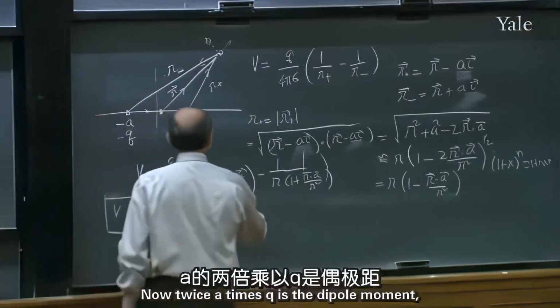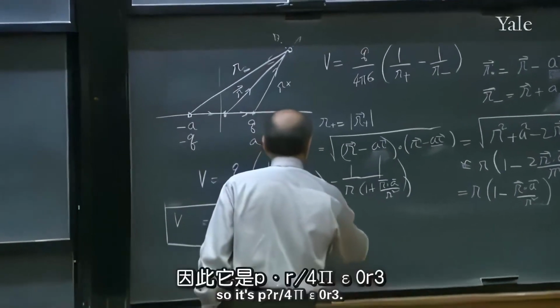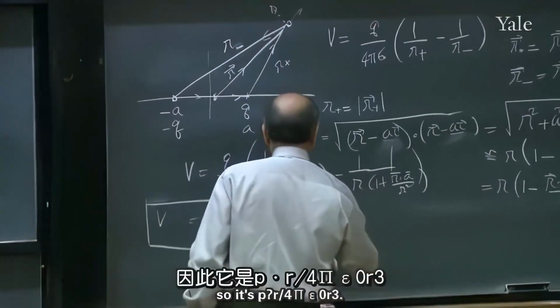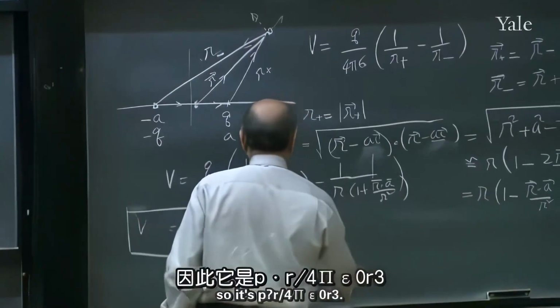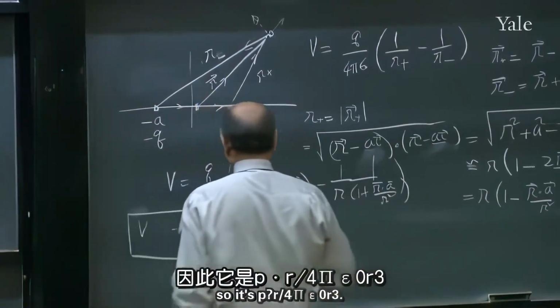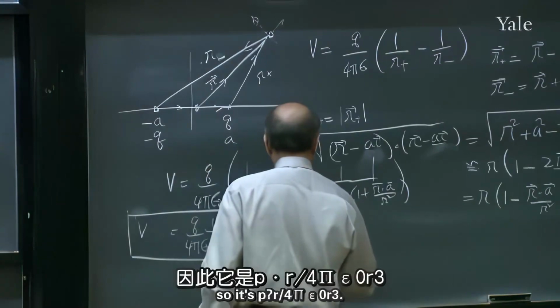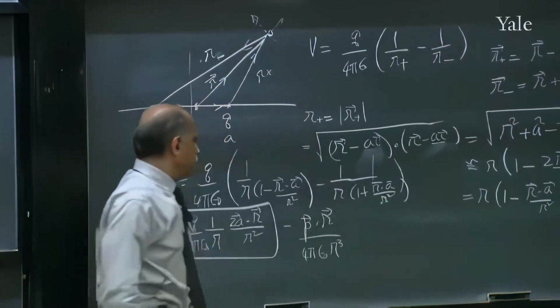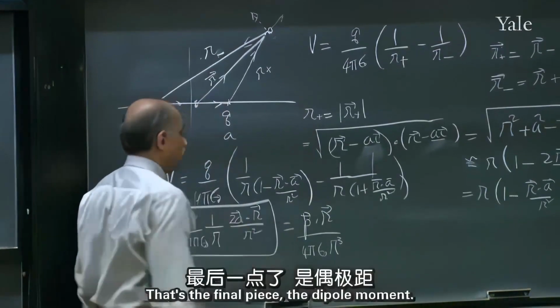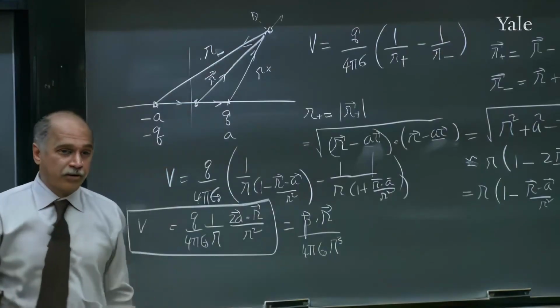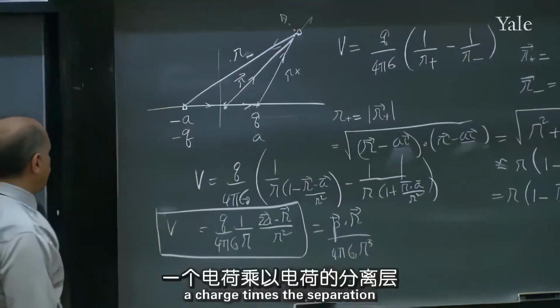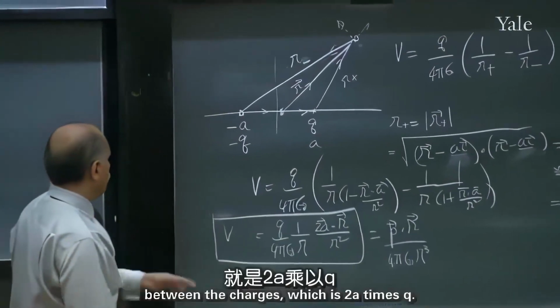Now twice A times Q is the dipole moment, so it's P dot R divided by 4 pi epsilon 0 R cubed. That's the final. P is the dipole moment. Dipole moment is the charge times the separation between the charges, which is 2A times Q.